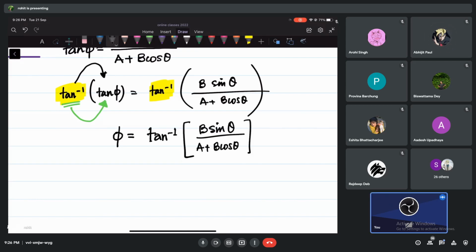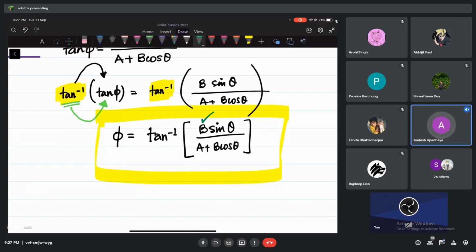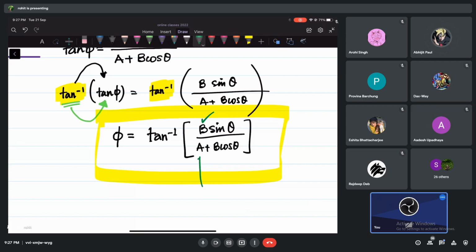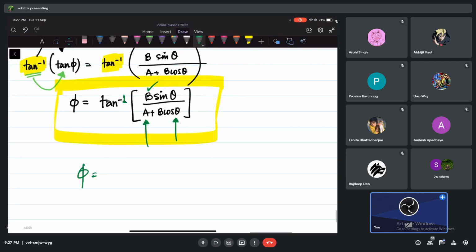Now let me ask you, did we really get the direction or not? Let's check. Do I know what is B? Yes, I know how big the second vector is. I know the magnitude of the first vector. I know the angle between them. So obviously I just have to plug this into the calculator. I'll give you an example. Suppose phi comes out to be equal to tan inverse of 1. What does it mean, guys?